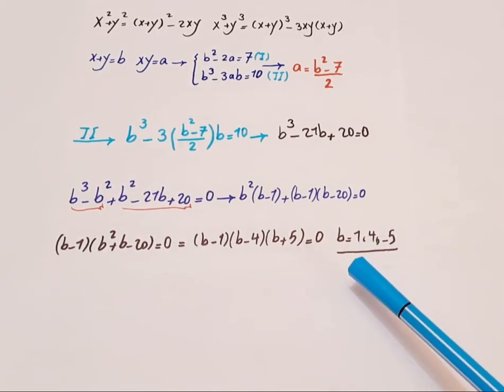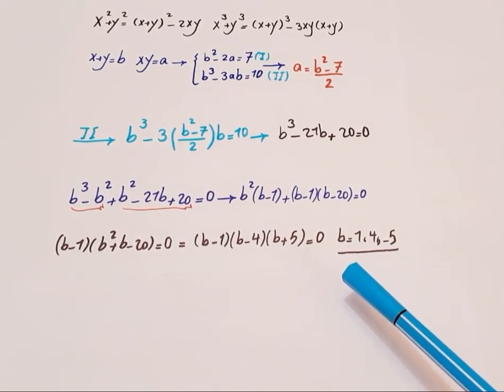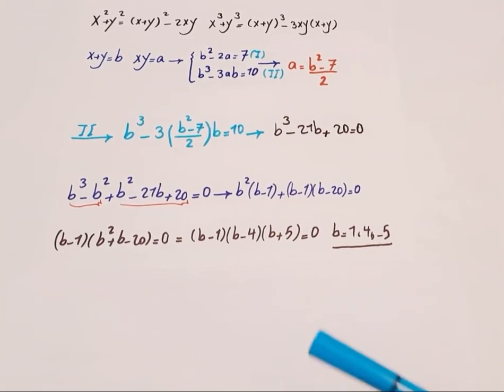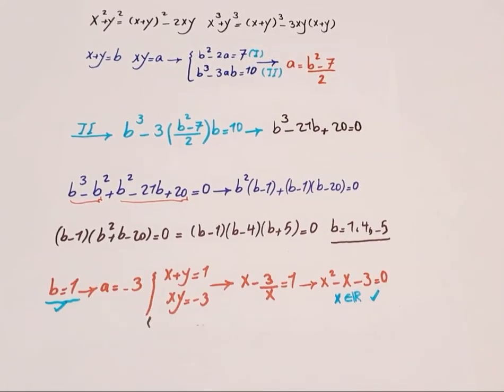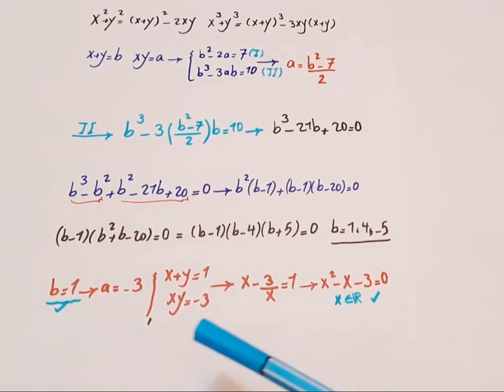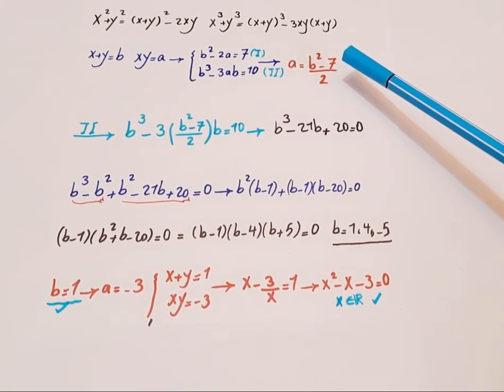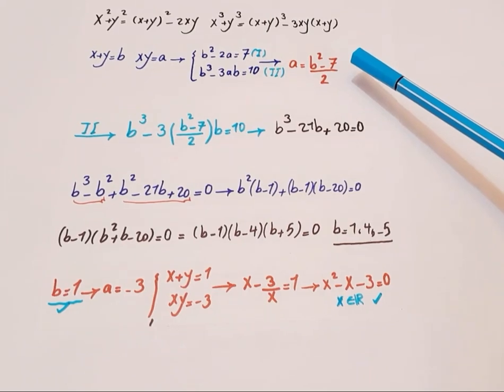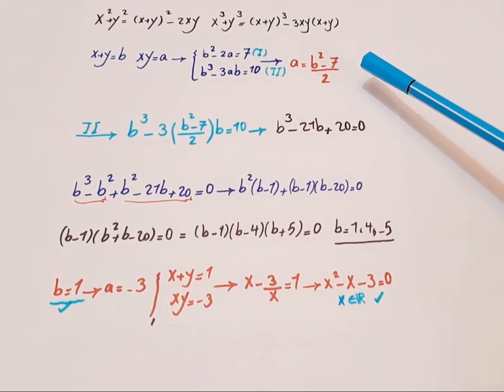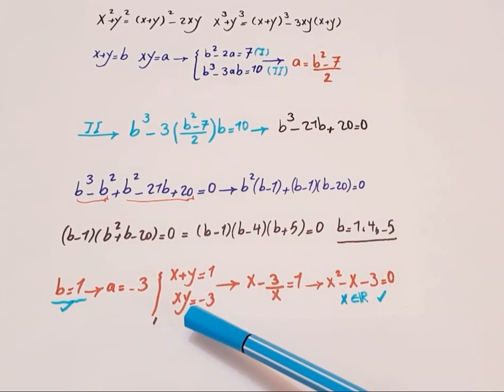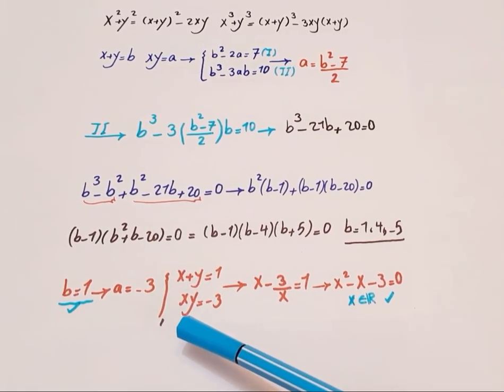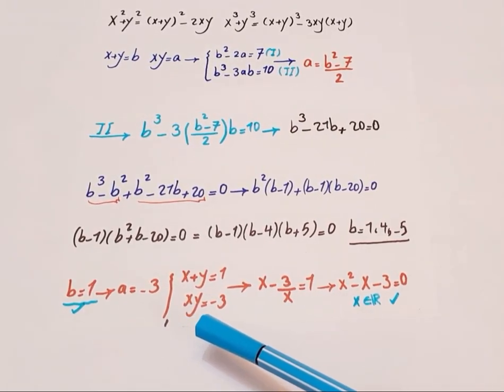But we have to check them. Why? Because x and y are real numbers. So let's check them. If I put b is equal 1 in this equation, the a will be equal (1 minus 7) over 2, that's equal minus 6 over 2, that's equal minus 3. So it means x plus y is equal 1 and xy is minus 3.